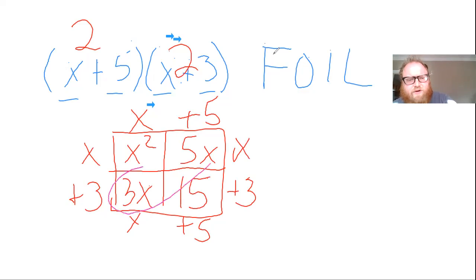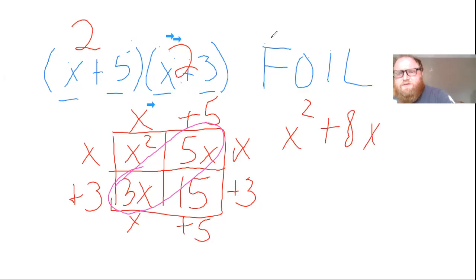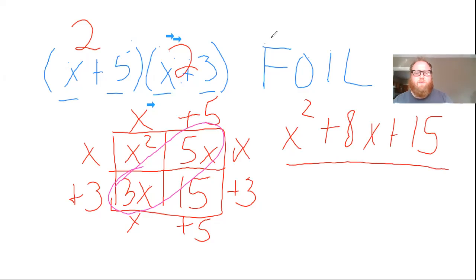So we have our like terms in opposite boxes, 5x and 3x. We want to add those together, so we get x squared plus 8x plus 15. Keep in mind that is the product of two binomials, and this is called a quadratic expression because there is an exponent of 2. So I'm going to erase this and we're going to factor that.